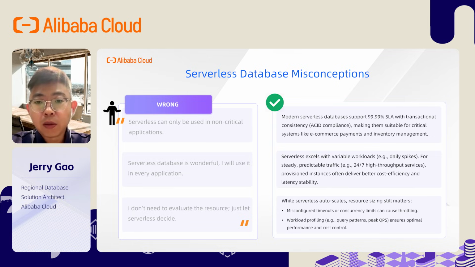The second one is someone may consider serverless database is very good, so I will use it in every application. Actually not. For some cases, the workload may not change dramatically. So in this case, provisioned instance is still a good choice. And the third one, there is also some kind of voice like, I don't need to evaluate the resource, just let serverless decide. About this, we think it is still a good practice to evaluate how many resources will be used for your application, even when you are using the serverless database.